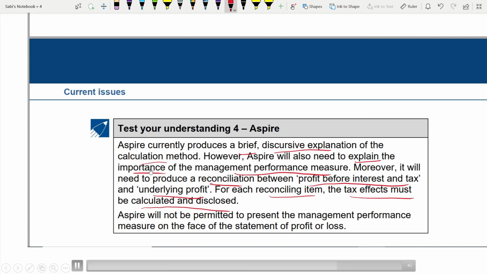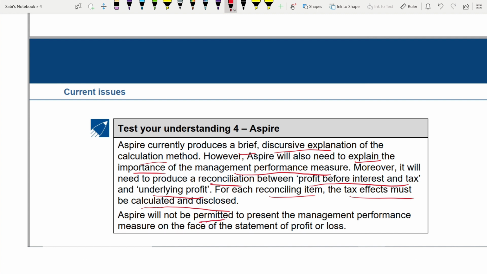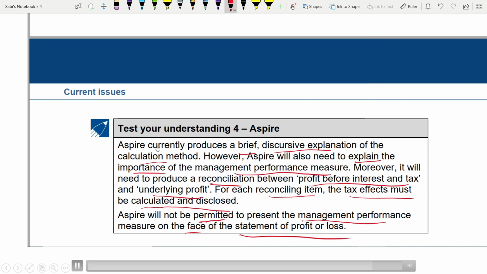But the company will not be permitted to present the management performance measure on the face of the statement of profit and loss. Maybe under a disclosure note you can write it, but not on the face of the statement of profit and loss. You're not required to do that. It's prohibited. It's not permitted, right?